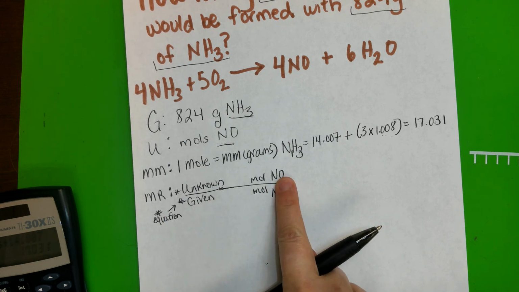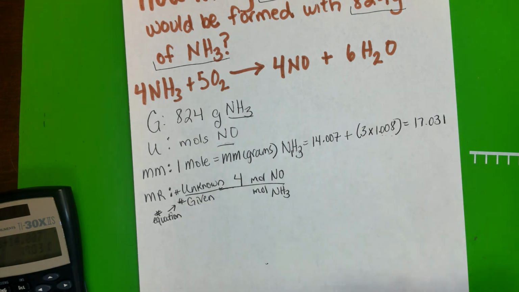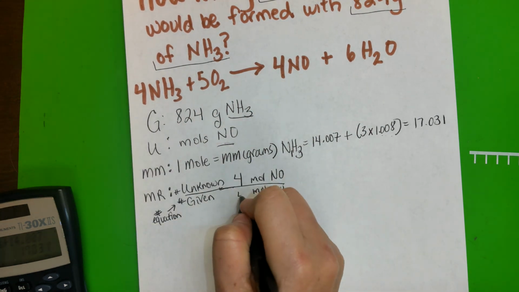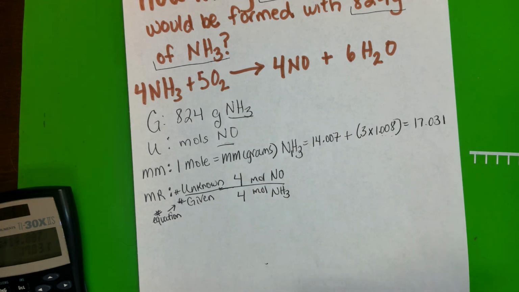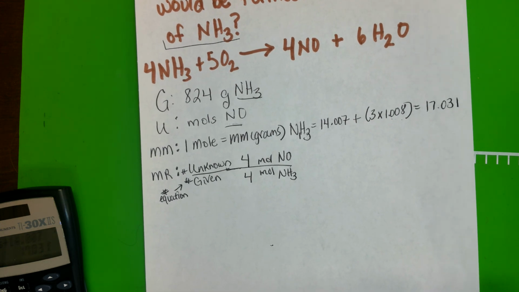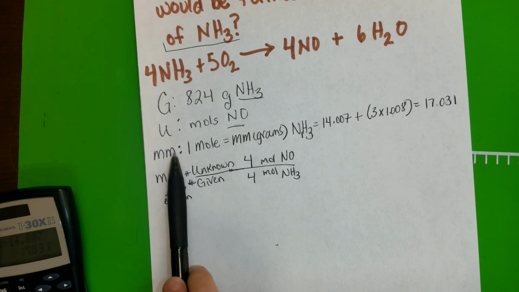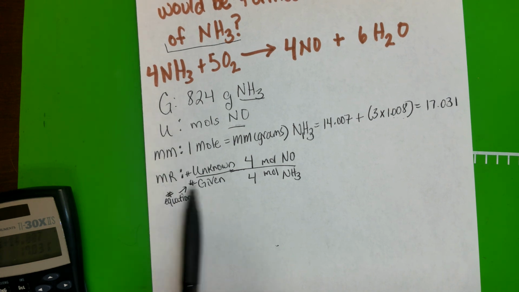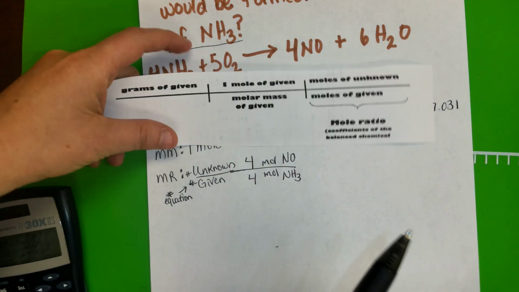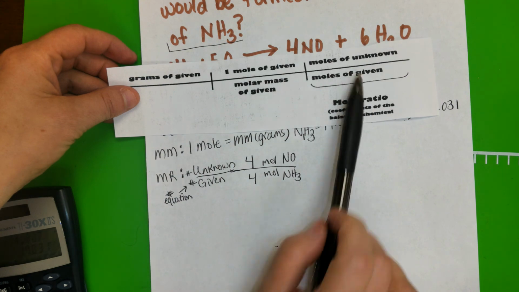So you look for NO. NO has a 4. And then you look for NH3, and that one also has a 4. Okay? So now you are ready to set it up. Obviously we need to fit the molar mass, and we've got to fit the mole ratio. And truthfully, if you just really look at this, it helps you a lot in the guidance of this.